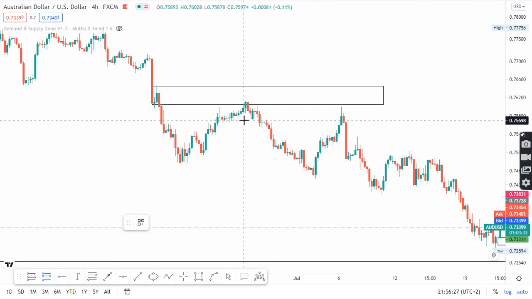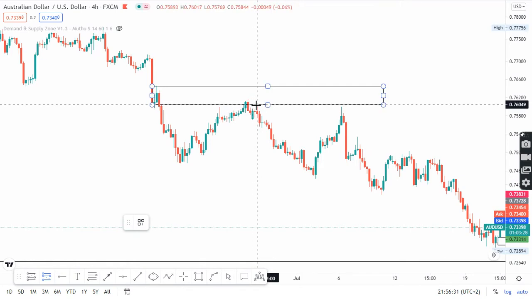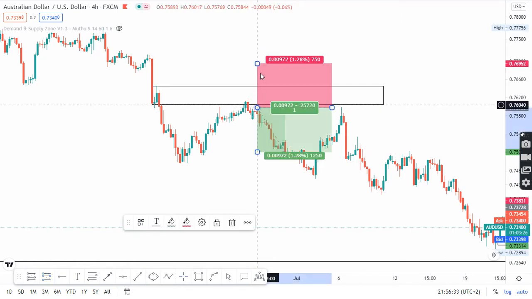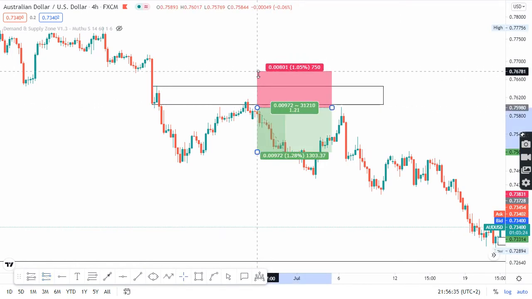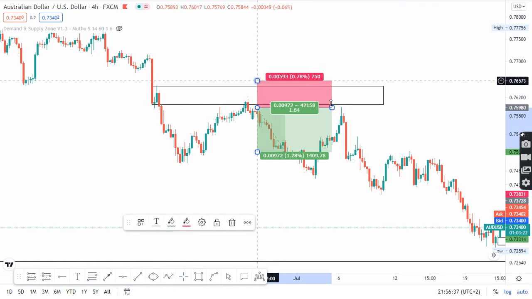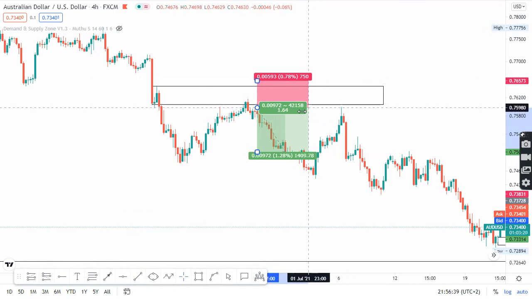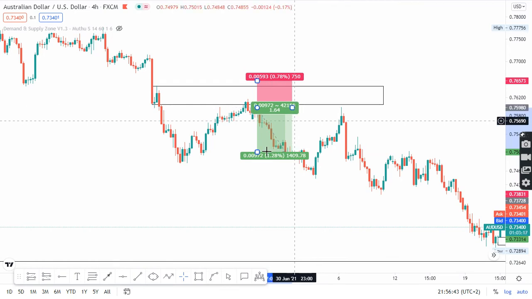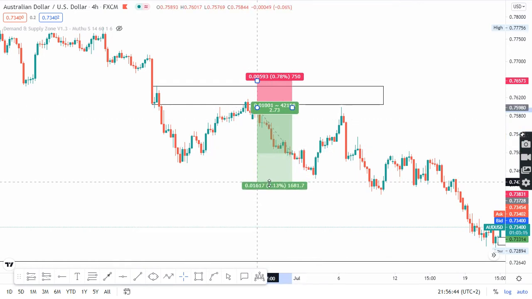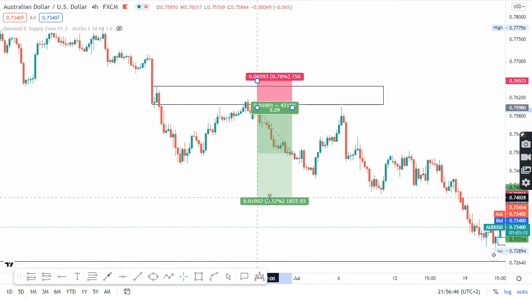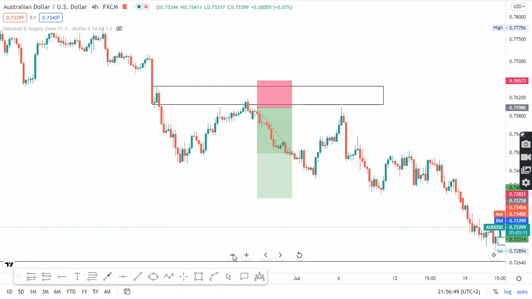And what confirmation did we have here? We had a nice bearish engulfing pattern, and that's when we can take our sell. Just like that, as simple as that. We put our stop loss above supply, and our target can look to the left and look for the most obvious swing low.